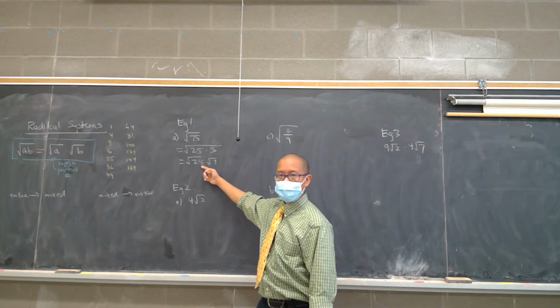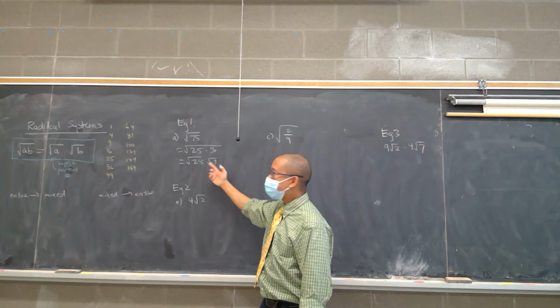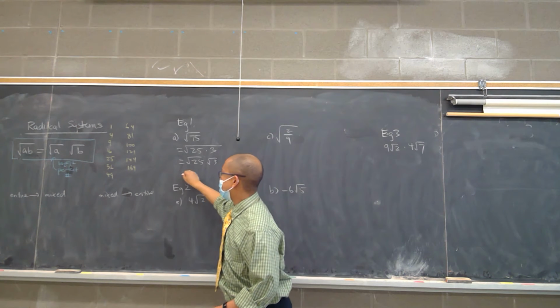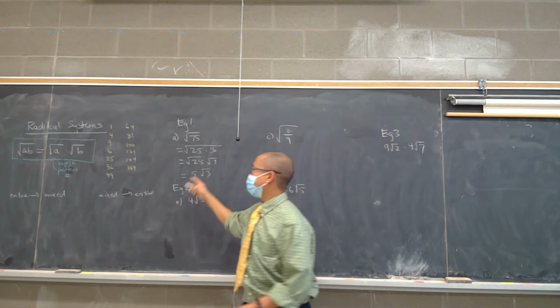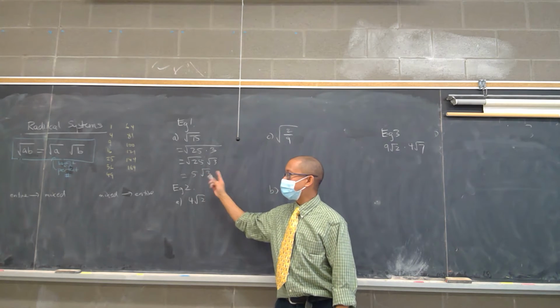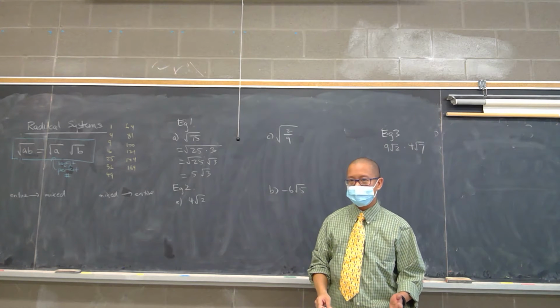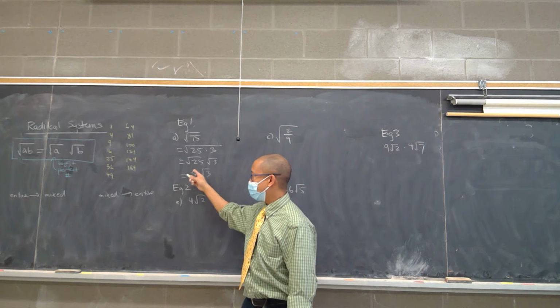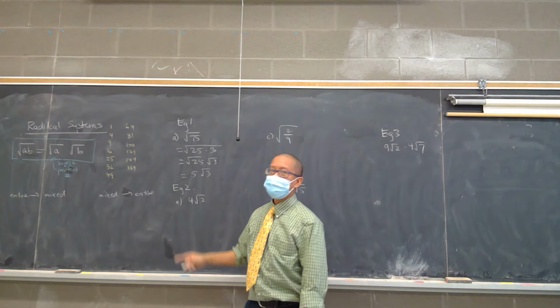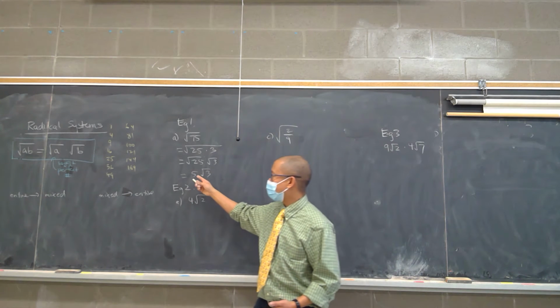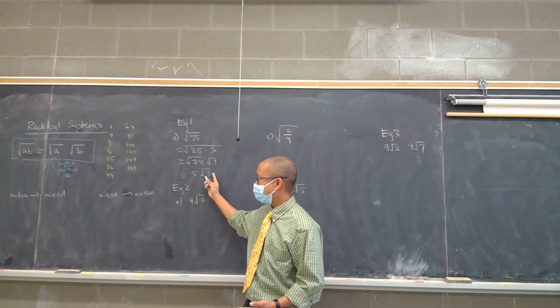Notice what I did? I wrote root 25 and root 3. So what is the square root of 25? The square root of 25 is 5. And how do you say this? 5 root 3. This is not like a mixed fraction. This is a mixed radical. It has a whole number and a radical component. A mixed fraction is actually addition, whereas mixed radicals is multiplication.